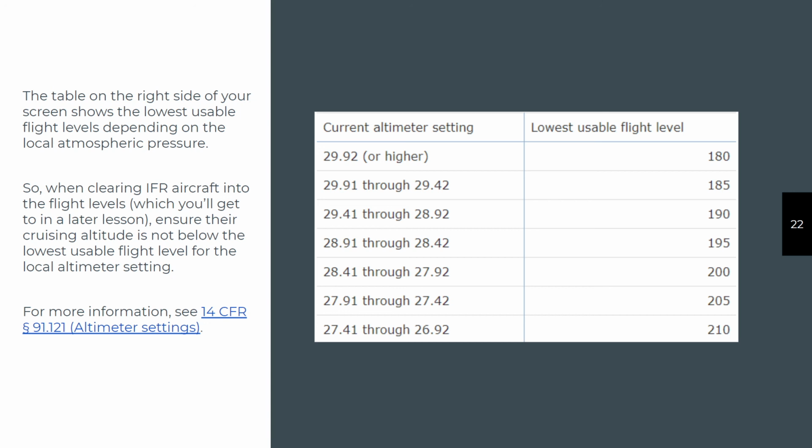Hopefully I didn't confuse you too much on that, but if I did, just remember that you're not going to clear people for altitudes below one of these flight levels if the altimeter setting is in one of these ranges. And you can copy this, snapshot it, and keep it as an image as a reminder if you like.